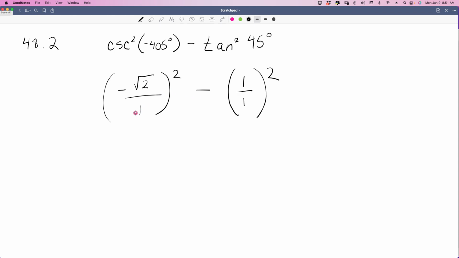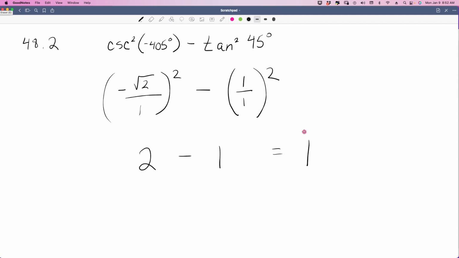All right. So when we square this, this is a negative square root of 2 over 1, so that's just a negative square root of 2. When we square that, we get a positive 2. And this is 1 over 1, and when we square that, we get 1. So 2 minus 1, our answer is 1.